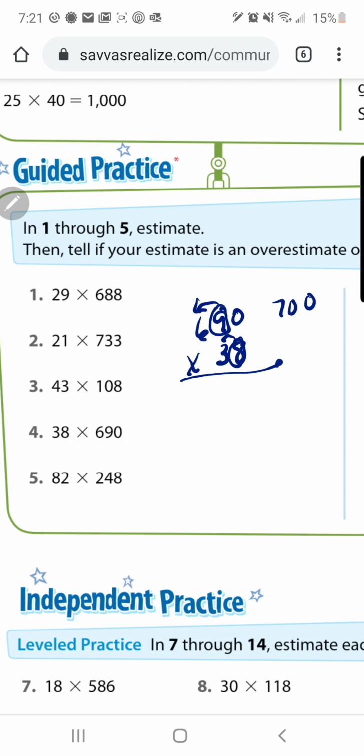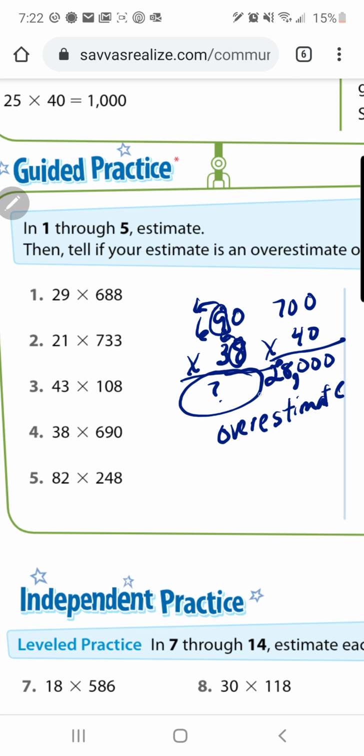And 38, we're going to round it off to 40 because of that 8. Multiply, put your extra zeros down. And then, of course, 7 times 4 is 28,000. So that means our actual number has to be somewhere around 28,000. Now, is this an overestimation or an underestimation? Well, 690 was rounded off to 700, which is greater, and 38 was rounded off to 40, which is greater. So we say that 28,000 is an overestimate, which means that our actual product here has to be less than 28,000, or somewhere close to 28,000, but less than it.